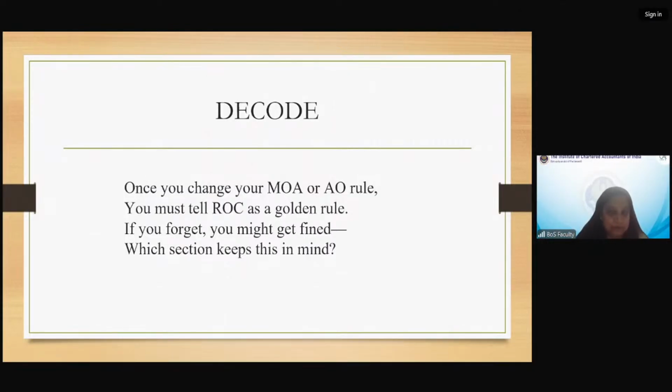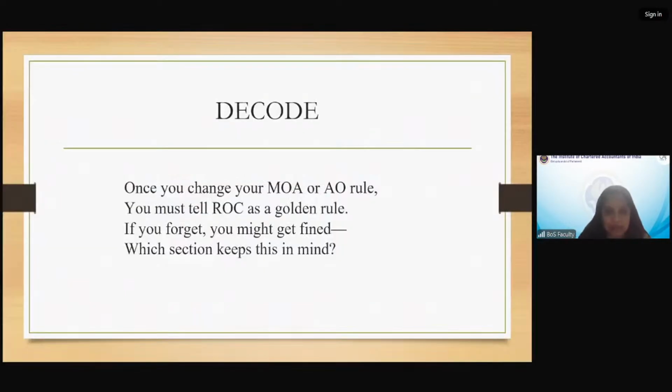Section 15. 16 is with respect to rectification of name. Okay, this is section 15.